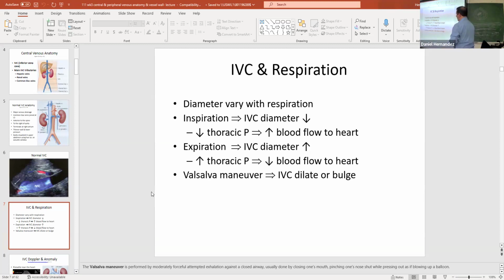With expiration, when you're breathing out, the diaphragm is going up. The IVC diameter will actually increase because thoracic pressure is increasing and abdominal pressure is decreasing, but we have increased flow now coming up from the legs. So the IVC diameter can increase. A Valsalva maneuver will also cause the IVC to bulge. With Valsalva, you're increasing both thoracic and abdominal pressure, causing a temporary cessation or pause of the blood flow, but this will actually cause the vessels to dilate. So Valsalva will cause the IVC to dilate, and expiration will cause the IVC to dilate.